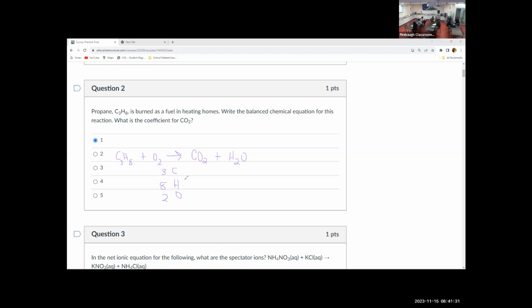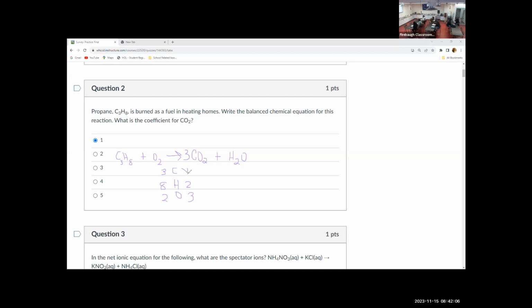On my product side, what do I have? How many hydrogens? How many oxygens? Is that balanced? Okay, we know that's not balanced. So, what's next? What do I need to do? How can I balance it? 3 in the product. Okay, so you're saying in front of the, what is that compound again? Yes. CO2? Okay, so I put a 3 here.